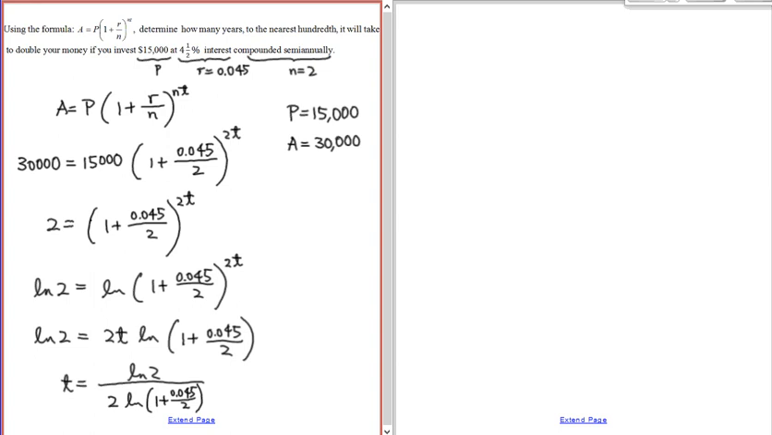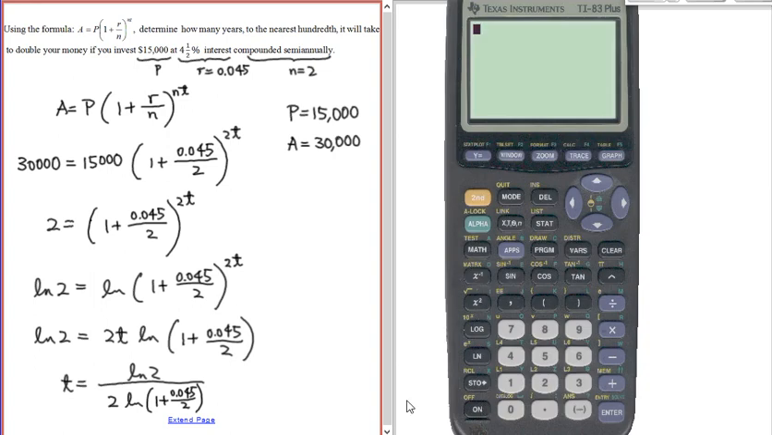So let's take a look at our calculator. We have the natural log of 2, close the parenthesis, divide, open parenthesis for the denominator, 2 times the natural log of 1 plus 0.045 divided by 2, close the parenthesis for the natural log and close the parenthesis for the denominator. Hit enter and we got 15.5756 something.